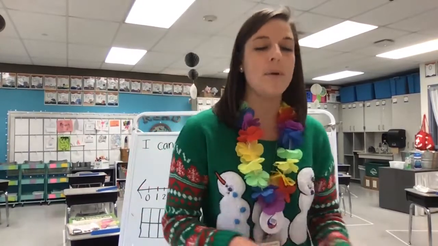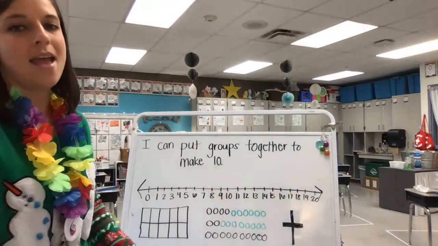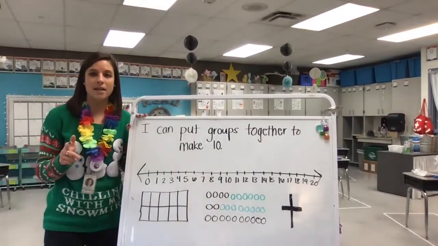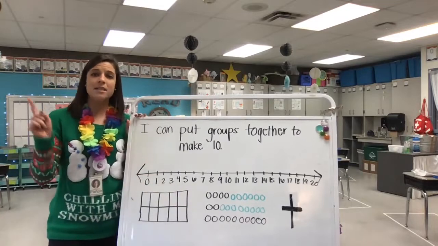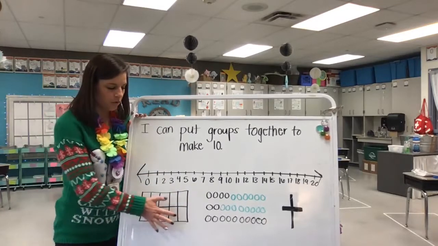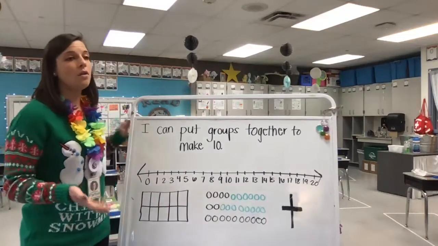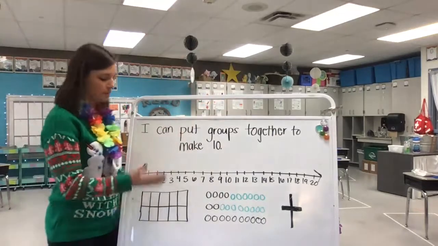Great job, friends. So today I've drawn a 10 frame on the board since we are using our 10 frames to help us practice putting numbers together to make 10. So in our 10 frame, we know that there are 10 boxes. There are 5 across the top, 1, 2, 3, 4, 5, and 5 across the bottom, 1, 2, 3, 4, 5. When we fill in our 10 frame, just like when we read, write, and count, like a windshield wiper, we go from left to right, and then top to bottom.